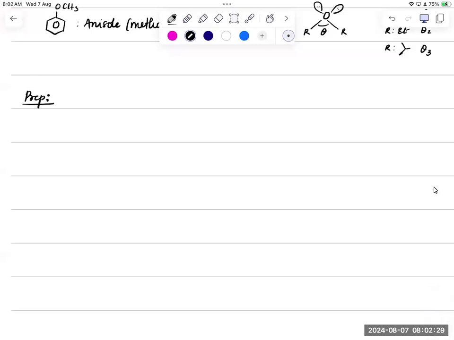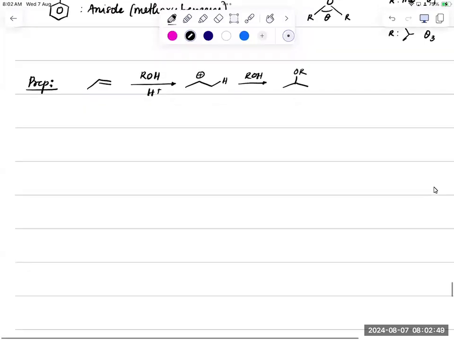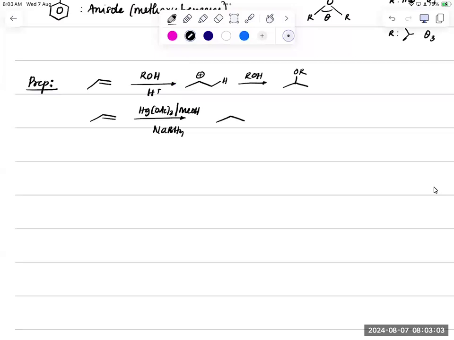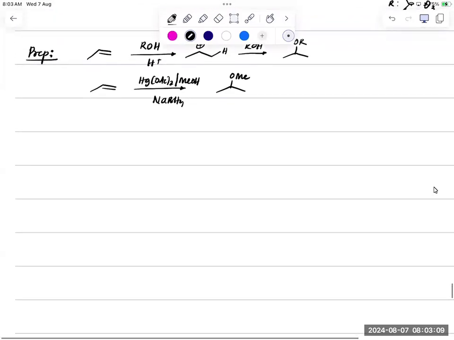Now the preparation. First, a double bond: when you treat this with alcohol in the presence of H plus, Markovnikov addition will take place. H positive adds, and then the alcohol will add on to that, so that makes it OR. This is how ethers can be made. Oxymercuration-demercuration, where you have Hg(OAc)2, methanol, and then NaBH4. In that case also, you will see OMe forming here. Correct?